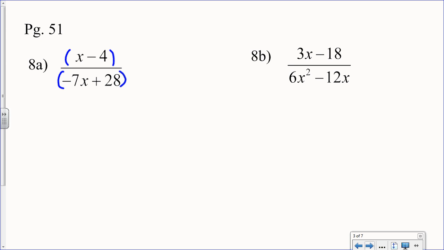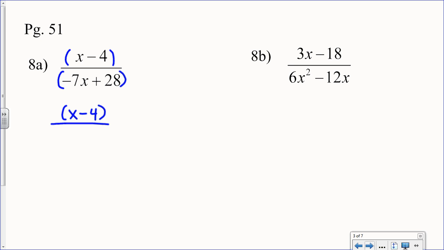Okay? So I go ahead and start off. Let's put those parentheses there. All right, on the top, is there anything I can factor? It's not a quadratic, and there's not a common factor, so nothing you can factor. What about on the bottom? Yeah, so it's not a quadratic, so it's not going to be factoring to two binomials, but it does have a common factor. And I'm going to take out a negative 7.